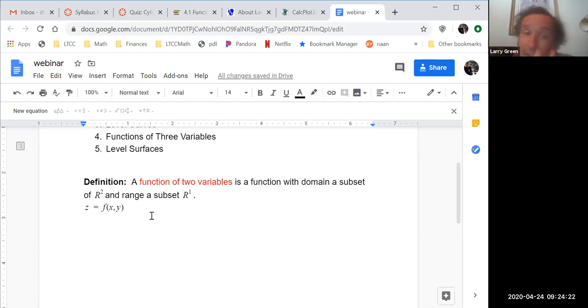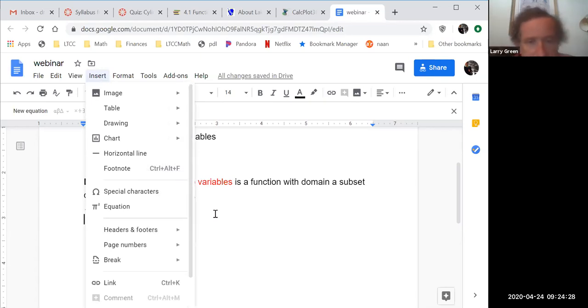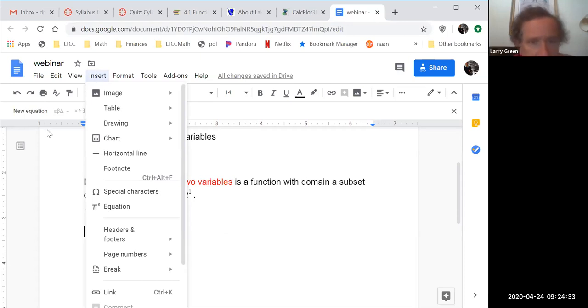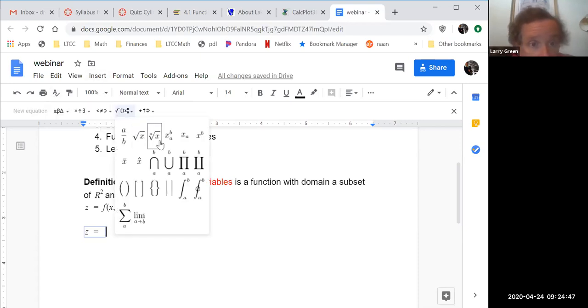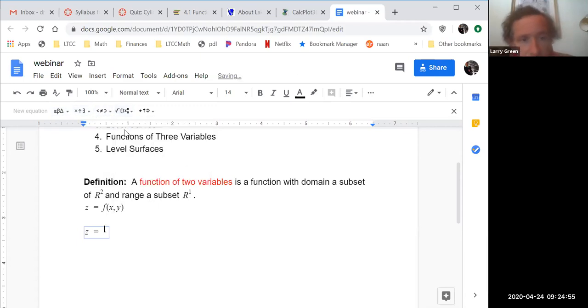Okay, there's lots of examples. Let me just throw an example out, and I'm going to throw it out on purpose for an interesting reason. Let's say we have z equal to sine of x over y.